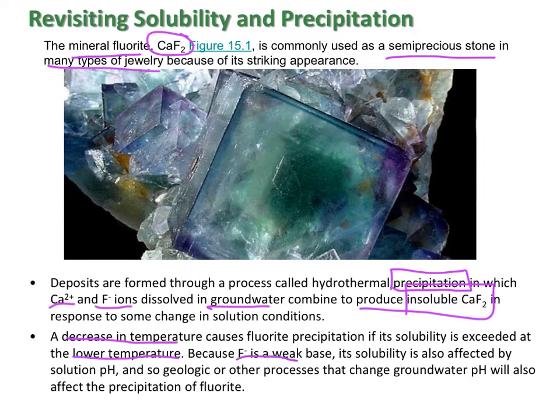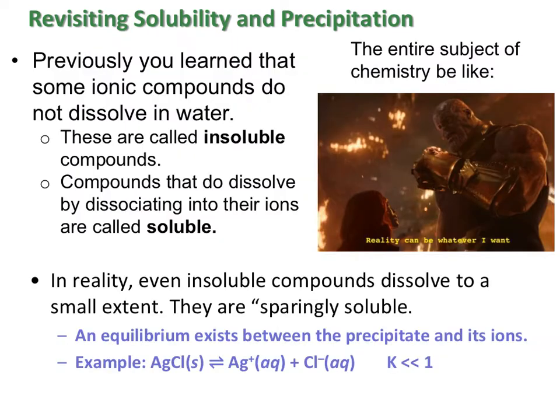So because fluoride is a weak base, its solubility is also affected by pH. So basically temperature and also pH cause this to precipitate out, but you end up getting this really pretty stone out of it. So we're going to talk more about precipitation and solubility, along with a few other topics related to equilibrium.